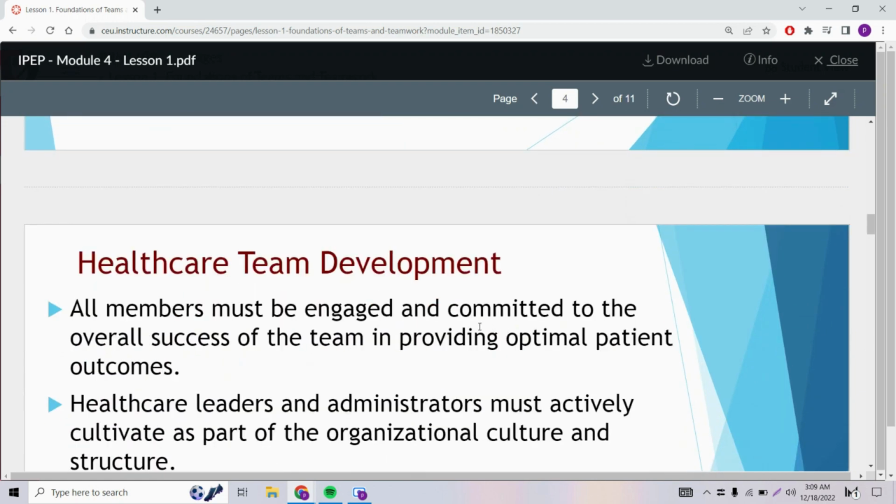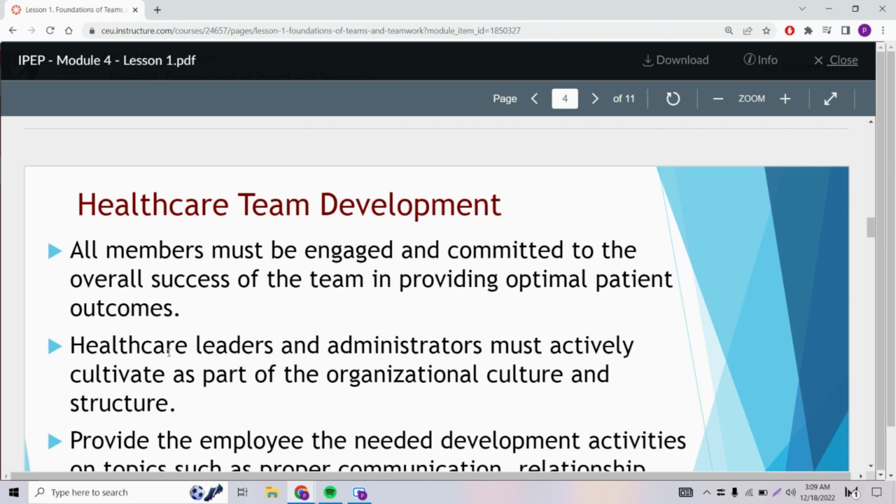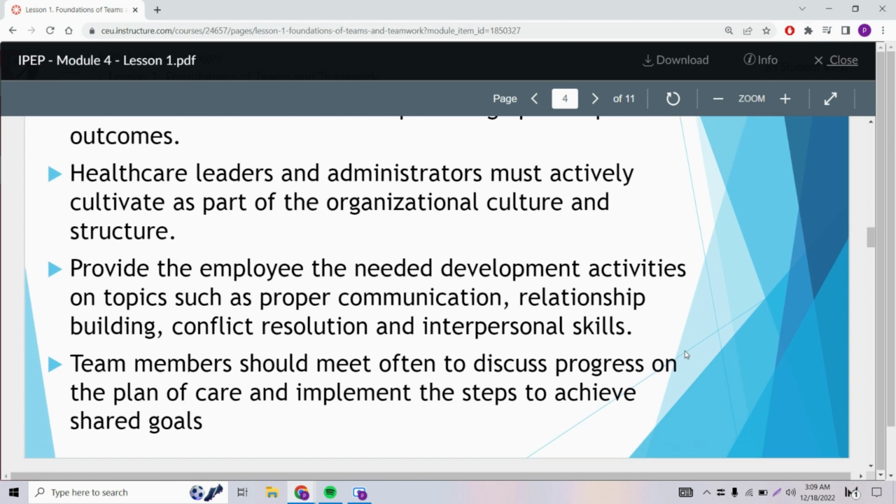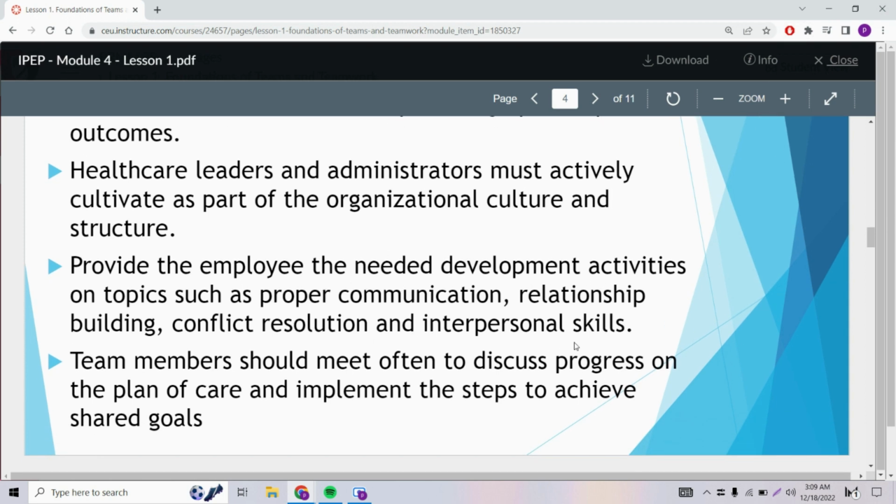Now, please take note, class, that in healthcare team development, all members must be engaged and committed to the overall success of the team in providing optimal patient outcome. Healthcare leaders and administrators must actively cultivate this as part of the organizational culture and structure. Provide the employee the needed development activities on topics such as proper communication, relationship building, conflict resolution, and interpersonal skills.